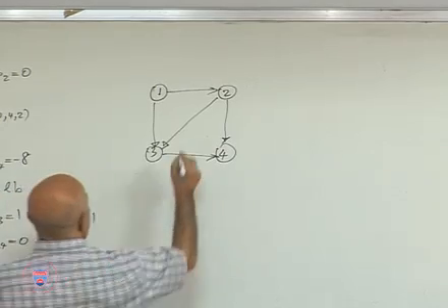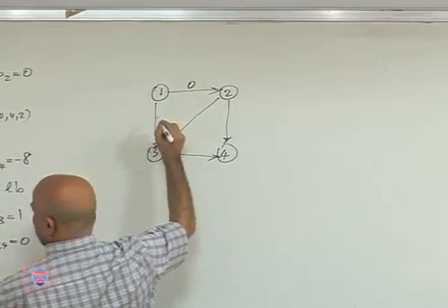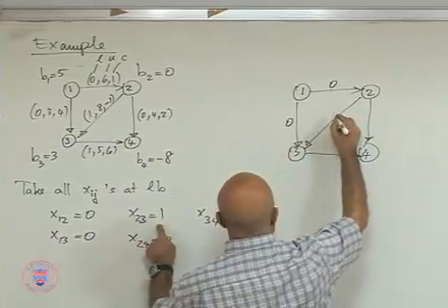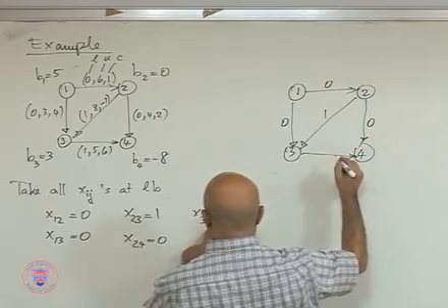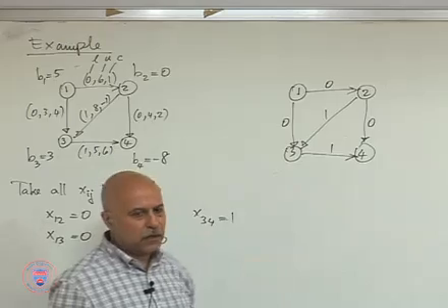And I'm just going to put them down on the arcs. 0 for this one, 0 for that one. x23 is 1. x24 is 0. x34 is 1. These are the xij's on the arcs.